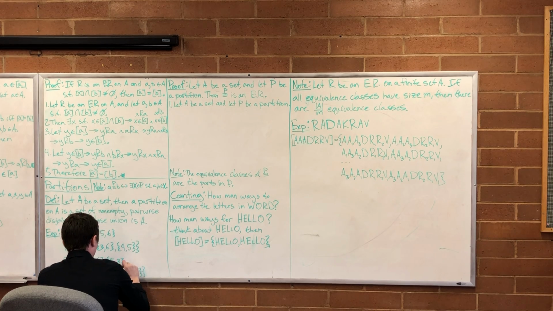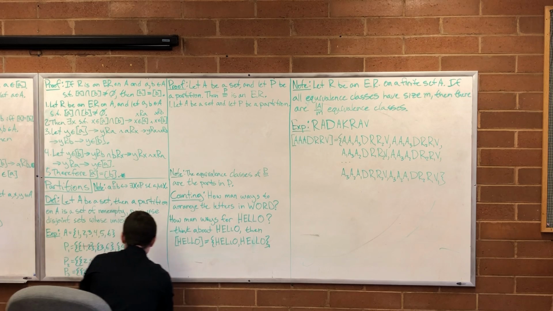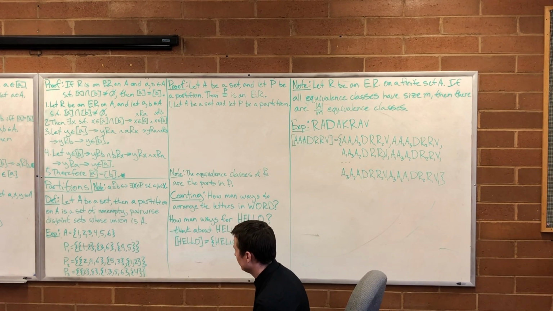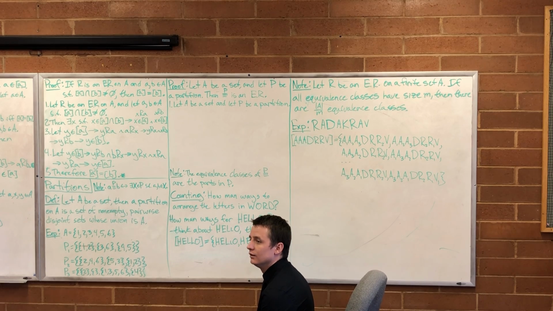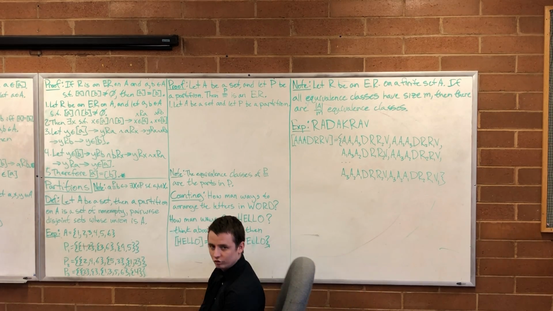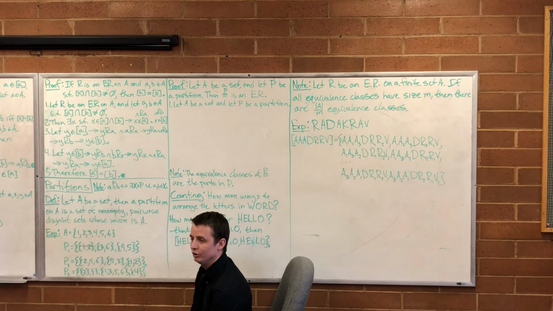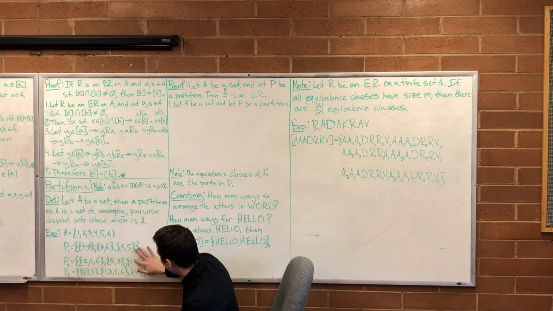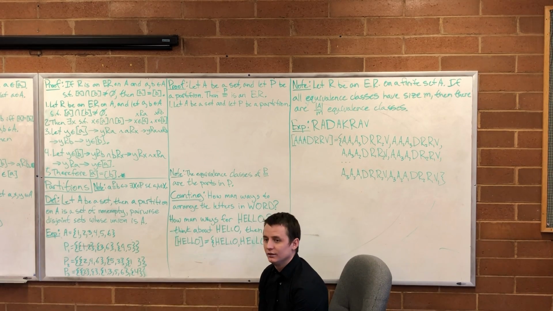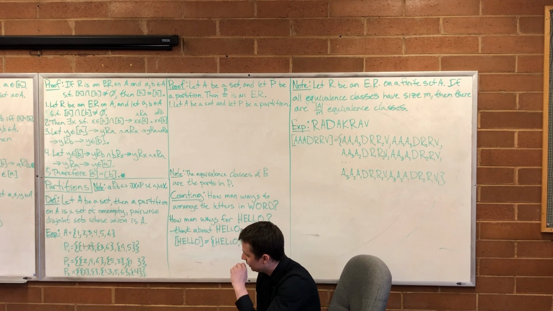So let's fix it real quick. Now is P2 a partition? No. Why? There's two. Ah, now it's not pairwise disjoint. I can't have 2 showing up in 2 different parts. Now is it a partition? Yes. Okay. What about P3?